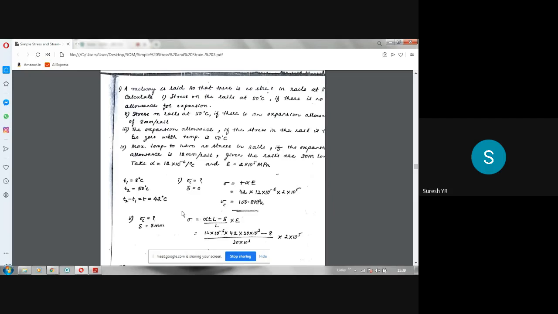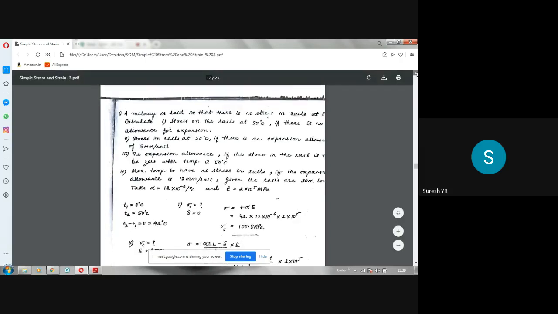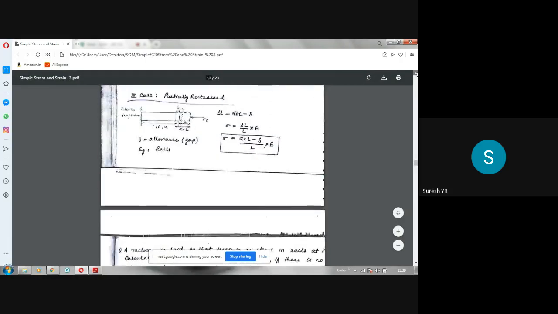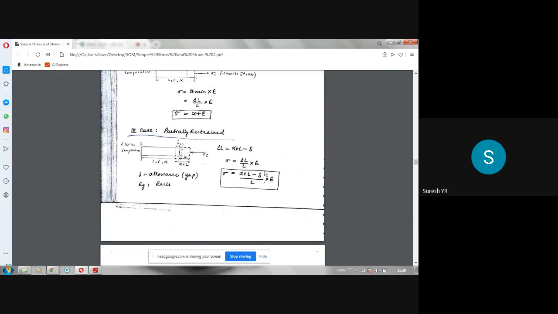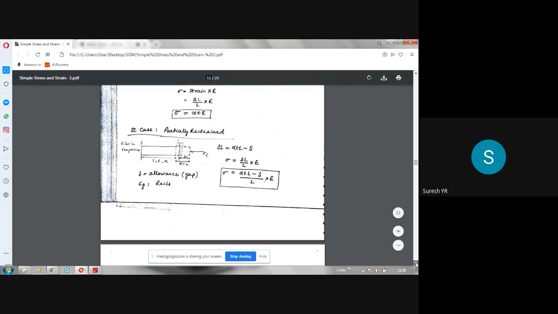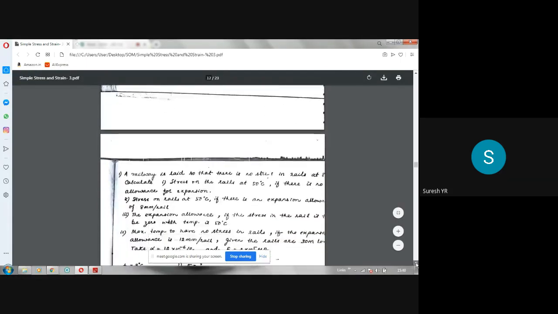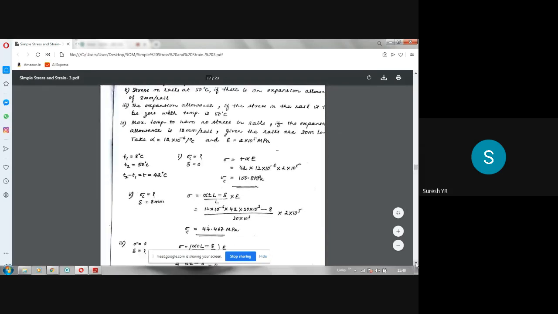Okay, then the second case: stress on the rails at 50 degree centigrade if there is an expansion allowance of 8 mm per rail. So in this case, it is partially restrained. Partially restrained means we have to use this formula. Here, delta is 8 mm. 8 mm has been given. The other constants remain the same. Delta is an additional thing, so we have to use that formula.